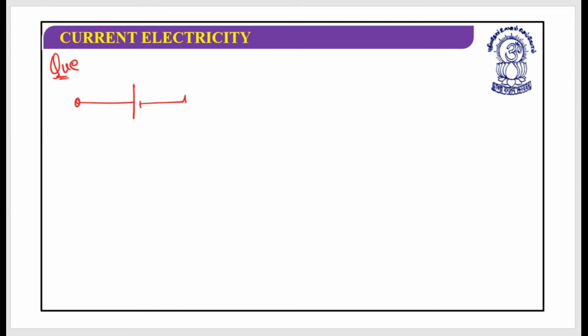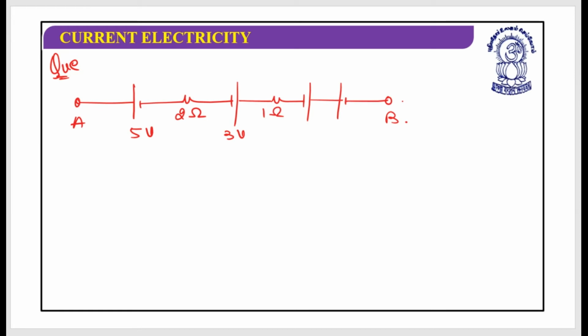Suppose this is A, this is B, this is 5 volt, this is 2 ohm, 3 volt, 1 ohm, 4 volt, and 2 volt, and let's suppose current is moving in this direction, and the current is 2 ampere. You need to find VBA.